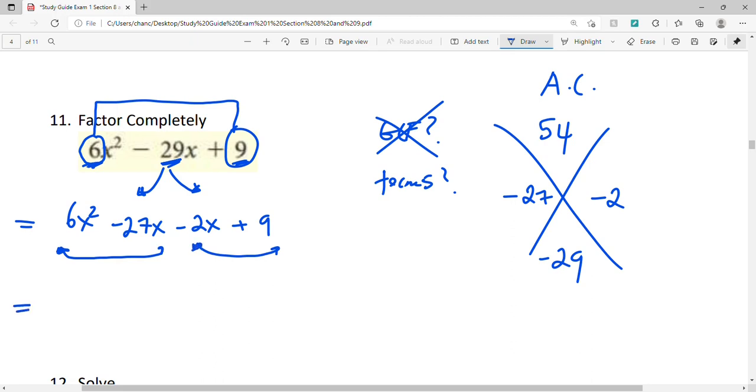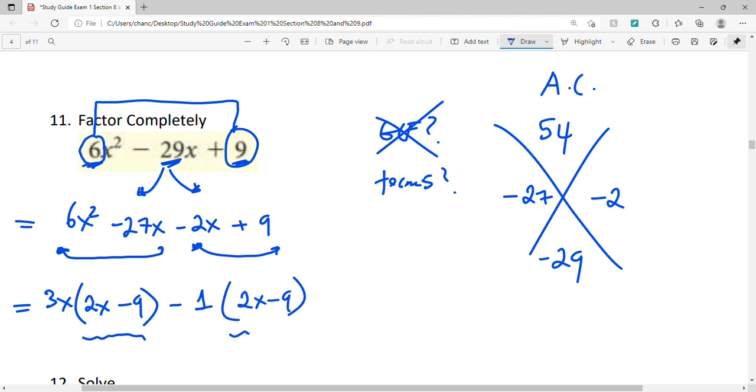So this simplifies as, if you look at the first pair, they have a common factor of 3x. So let's take out 3x, leaving us with a 2x minus 9. On the right side, we have to factor something so we get the same thing back, 2x minus 9. That means I need to factor out a negative 1. This leaves us with a 2x minus 9, which is great.